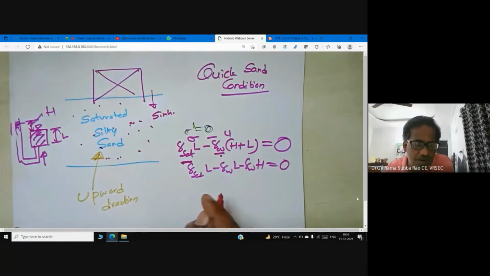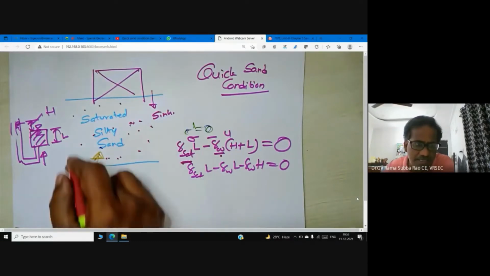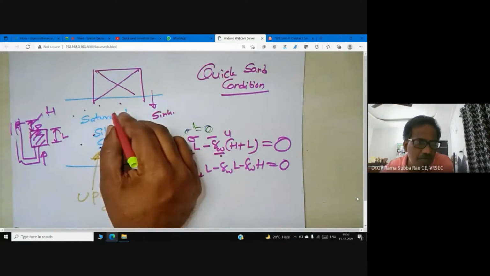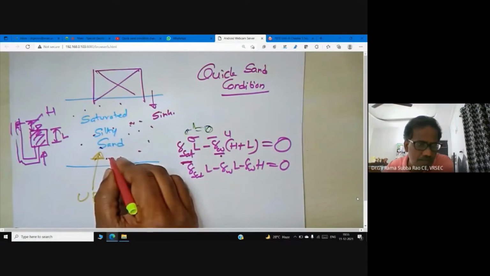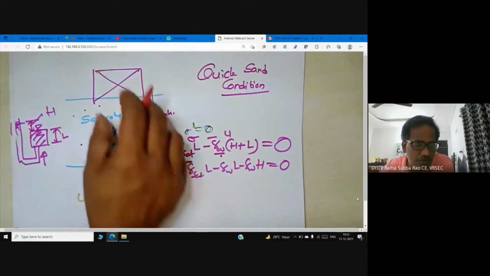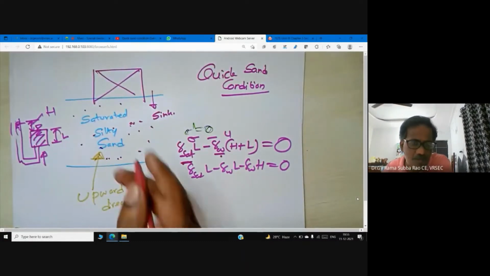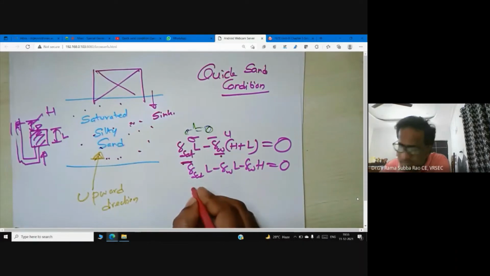Eventually it becomes 0. As the head is increasing, particles lose their contact. The structure built on the soil, saturated silty sand, is going to sink. This is what we have seen with our eyes. Now let us proceed. What is going to happen now?